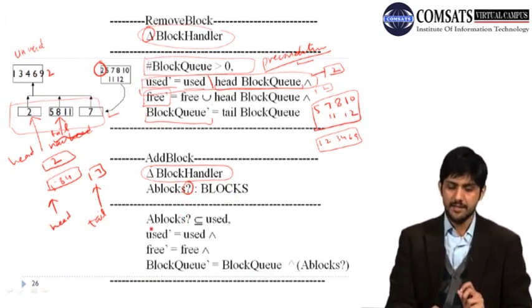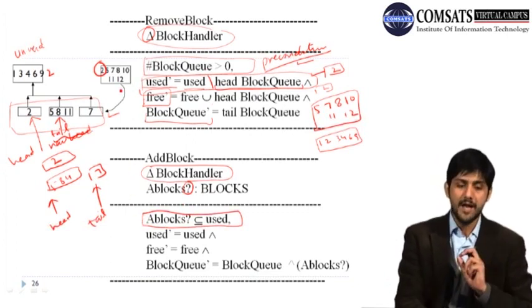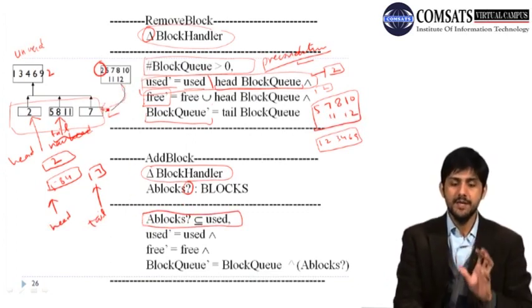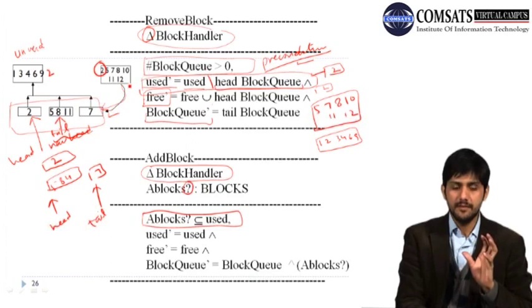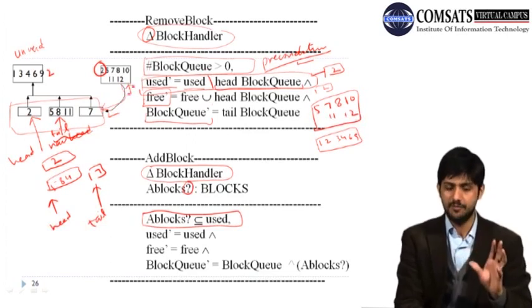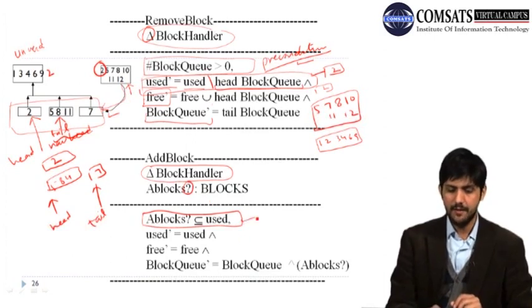So the first thing we are checking, or the precondition here, is that whatever blocks we want to add to this queue should be a subset of this used set of blocks. So that is what we are checking here.